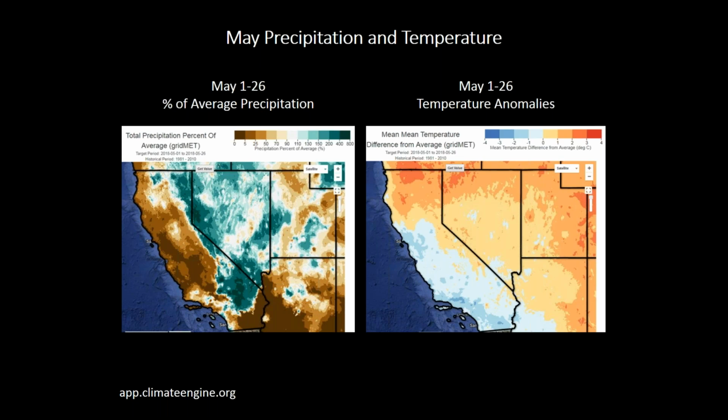There's a sharp gradient though, so interior in the Great Basin and the east side of the Sierra Nevada, well above average precipitation for the most part for May. Then to the west of the Sierra Nevada into coastal California, things have been still quite dry through May. And temperatures were above normal to the north, and southern and coastal California have actually been below normal.